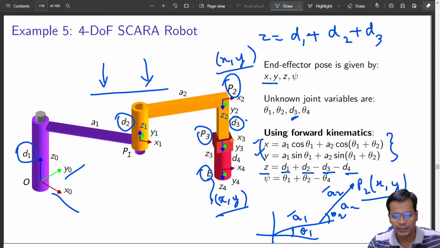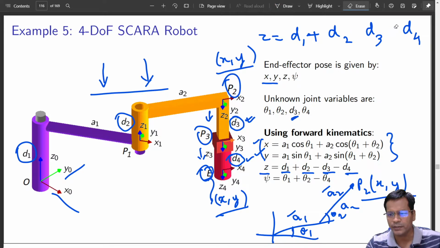D3 additionally adjusts the height of this end effector frame. Okay, so this is D3. And finally, you also have D4. This again is along the Z axis, so it is the offset of link 4. Now, because the Z axes, Z2 and Z3, are directed downwards, I should write these two with a negative sign.